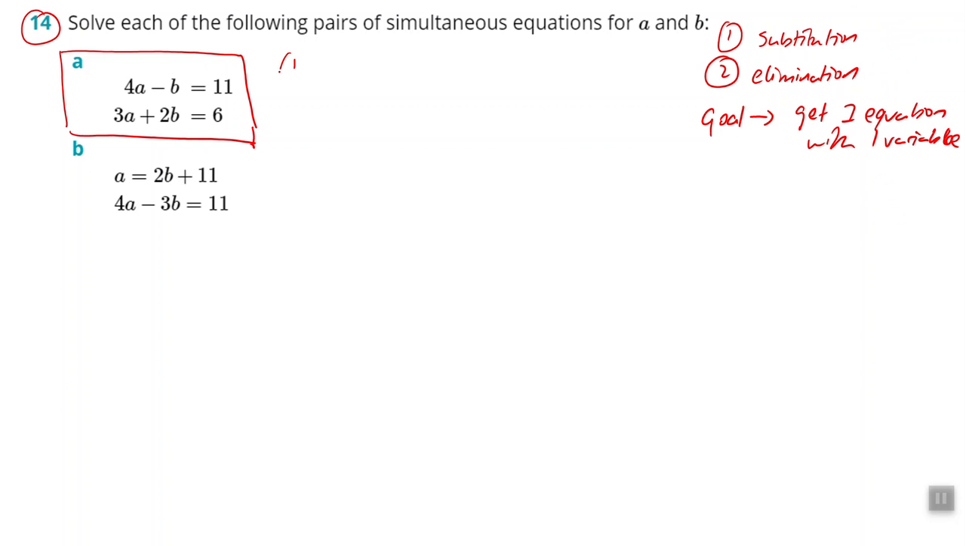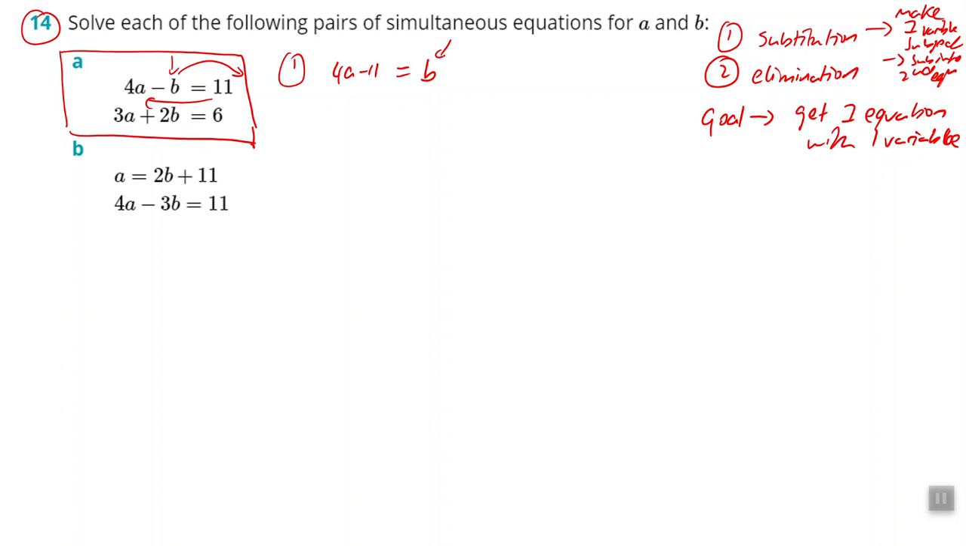So I'm going to use method 1 first. I'm going to try to use substitution. So the idea of substitution is to make one variable the subject. Okay. Once you make one variable the subject, you sub into second equation. Okay. So here we can see that the easiest variable to make subject is b, because I can move the b to that side. So b will be here, and I can move the 11 to the left-hand side. So it'll be 4a minus 11 equals b.